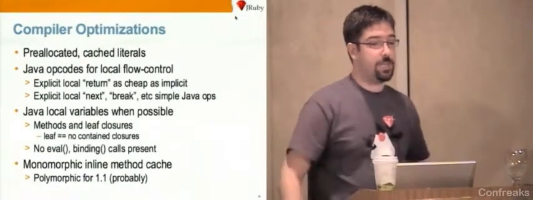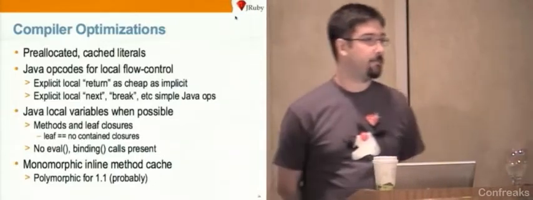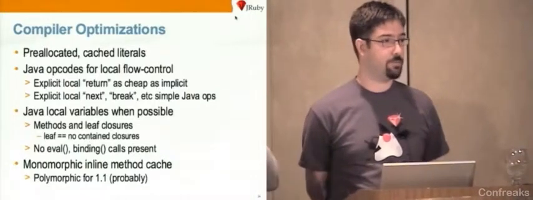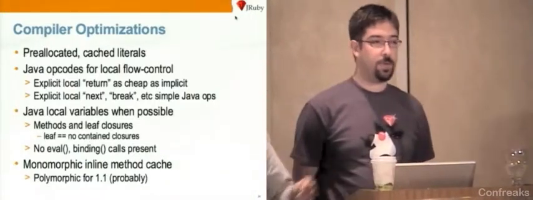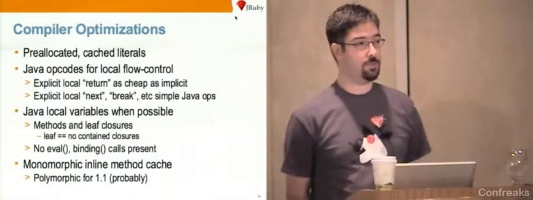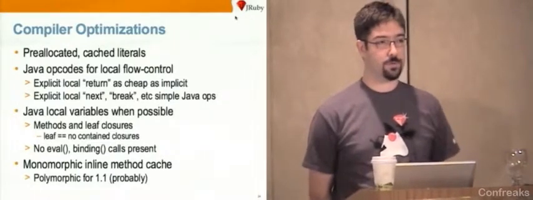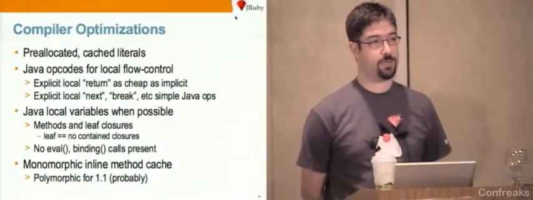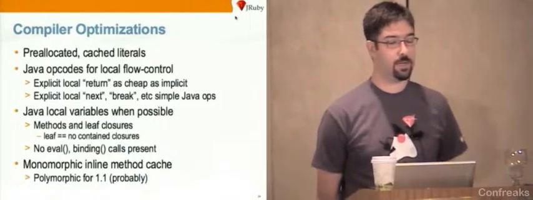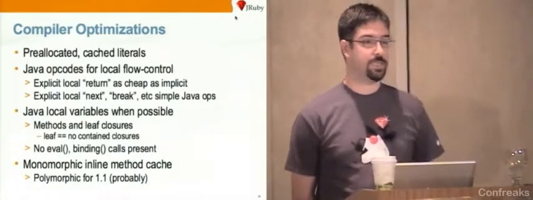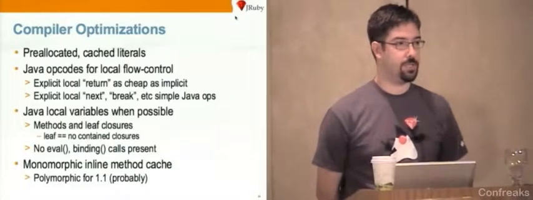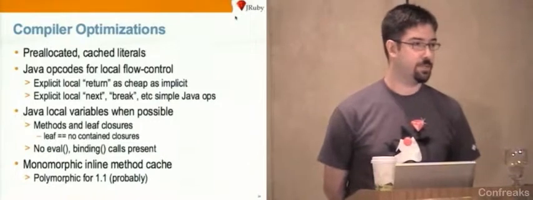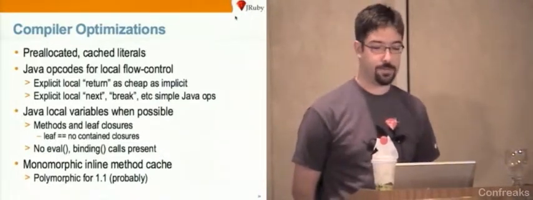There are a number of different optimizations that are actually in the compiler. First off, all literals can be pre-allocated when the script loads so that they don't have to be constructed every time. We've got a number of places where we actually use Java's own opcodes, Java's own bytecodes for local flow control. So for example, in regular Ruby 1.8.6, an explicit return is slower than letting it fall off the end of the method, but in JRuby that's not the case. A return is exactly the same as falling off the end of a method. They're both just a Java return operation. Similarly, for next and break, they're just branching operations, and they're just as fast as a Java branching operation.